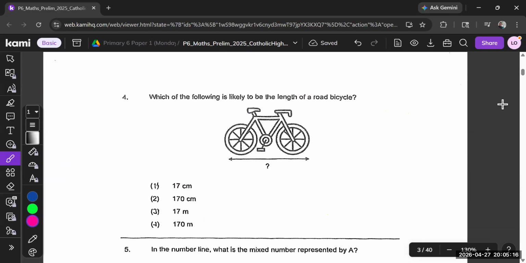Okay, question 4. Question 4, the answer is number 2. Okay, why number 2? First of all, cannot be number 1. 17 cm is the length of a ruler. Your 15 cm ruler in your pencil case, that's how short. Your bicycle cannot be the length of a ruler.